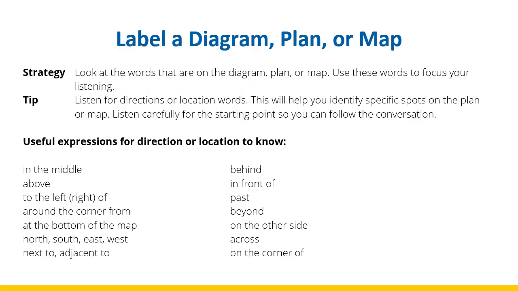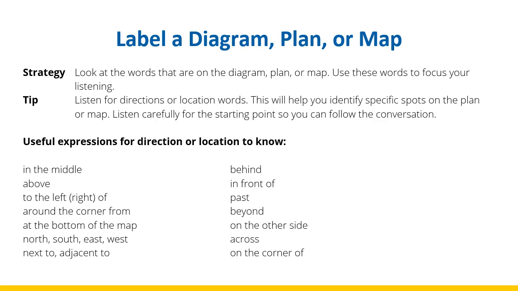And now we are going to review how to label a diagram, plan, or map. Remember, when you're completing this type of task, you need to look at the words that are on the diagram, plan, or map. These types of words will help you focus your attention while listening. And that's very important. You should also pay attention to direction words or location words. They will help you identify specific spots on the plan or map.